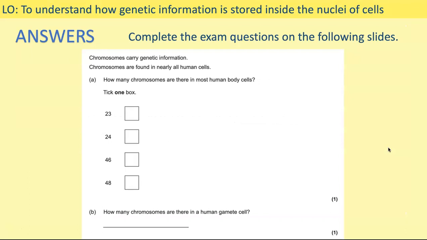So for question 1, our first answer should be 46. How many chromosomes are there in most human body cells? 46, because it's talking about individual chromosomes.